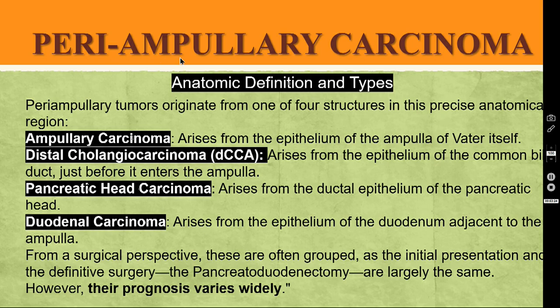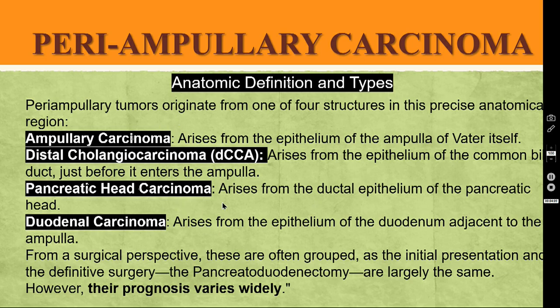Coming to the different types of peri-ampullary carcinoma, even though it is a single clinical entity, anatomically this peri-ampullary carcinoma can develop from 4 different areas. One is from the ampulla, that is ampullary carcinoma, or from the distal CBD, that is distal cholangiocarcinoma, or from the pancreatic head carcinoma, or the duodenal carcinoma. So all 4 are different areas, but all of them will present as peri-ampullary carcinoma.